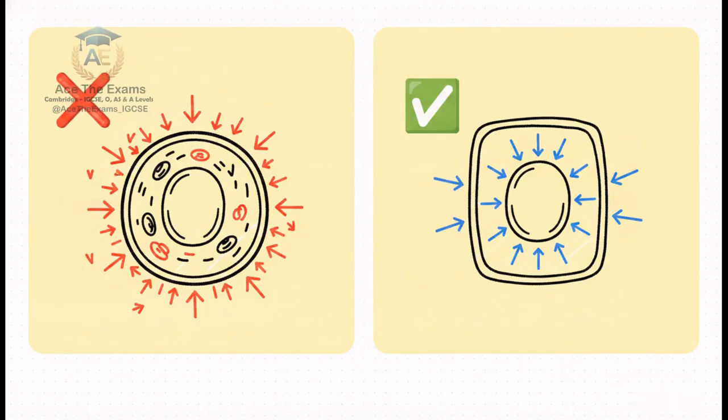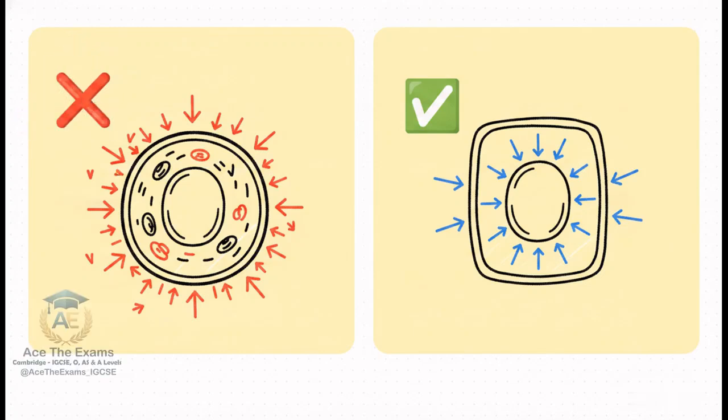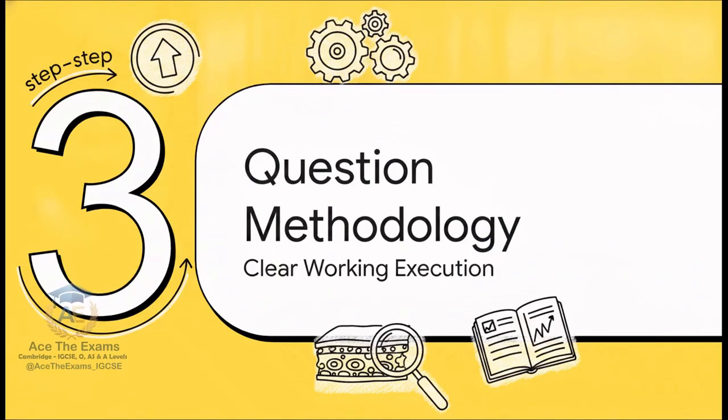The scientific reasoning pipeline is spot on. The gradient is what causes the movement, and that movement is what causes the increase in volume. Boom! That's how you lock in those high-tier marks. Next up is Section 3, Step-by-Step Question Methodology and Executing with Clear Working.